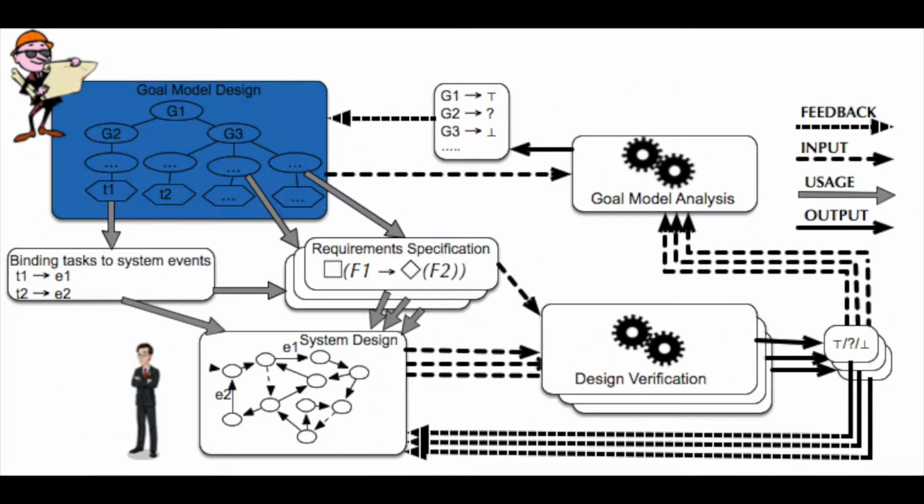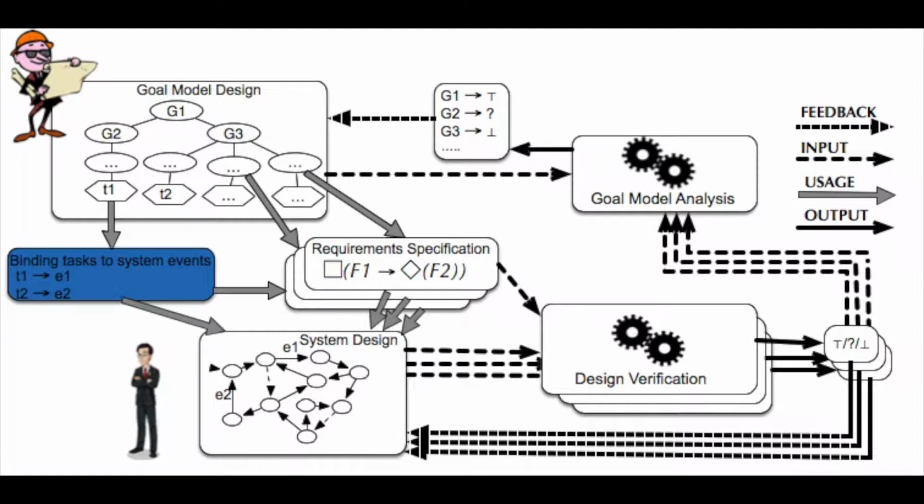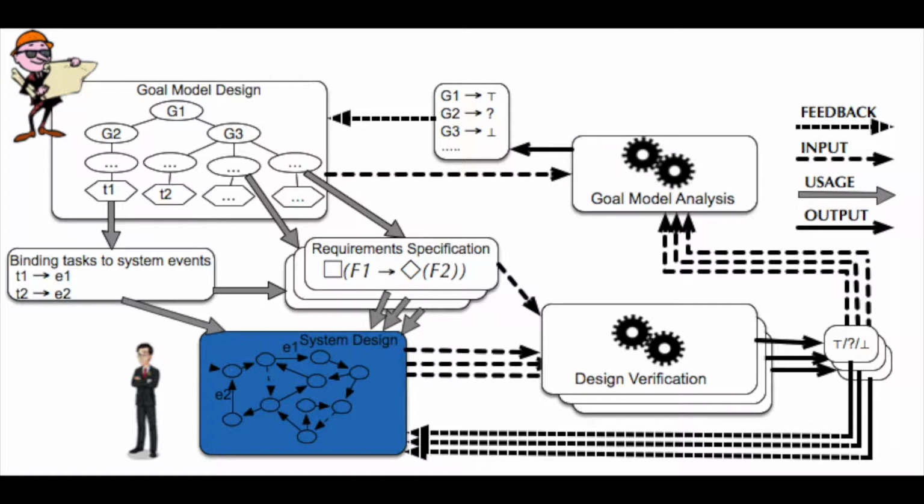Specifically, the requirement analyst uses some form of goal model to identify the goals of the system to be, and the relations between them. The goal model is used to identify the requirements of the system. These requirements are formally specified through some logic. The goal model also allows to identify the tasks that will be implemented in the final system. Each task is associated with an event that occurs in the system when the task ends. The designer of the system uses the events and the requirements specification to produce a model of the system.